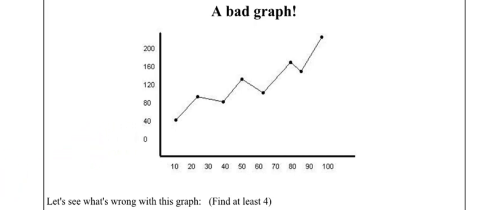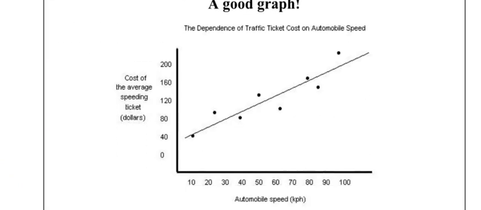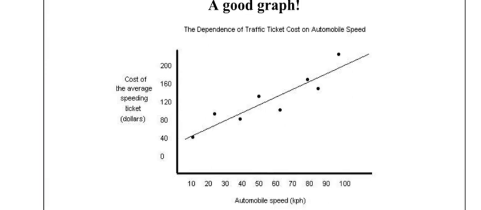Okay, let's see what's good about this one. This is what we're looking at. Look, we have a title, the dependence of the traffic ticket on automobile speed. Okay, cool. I now know what I'm looking at.